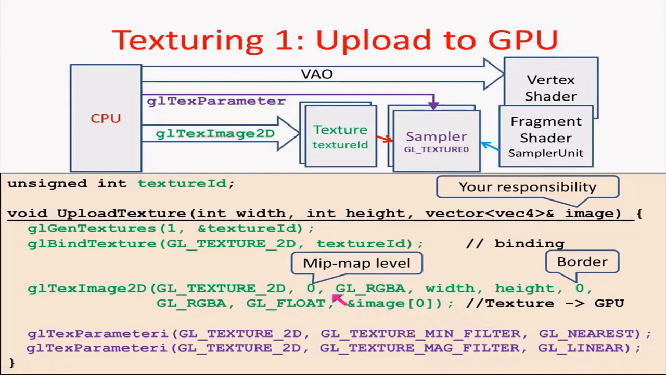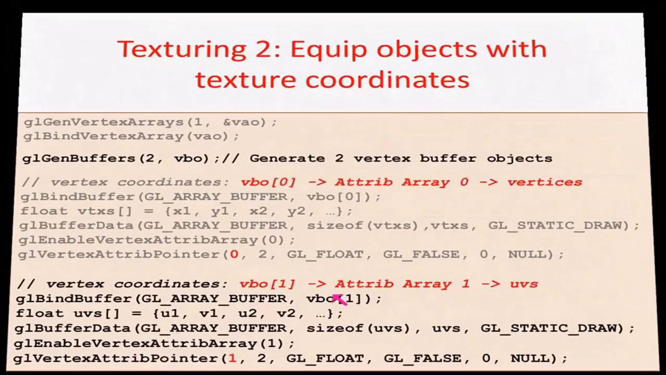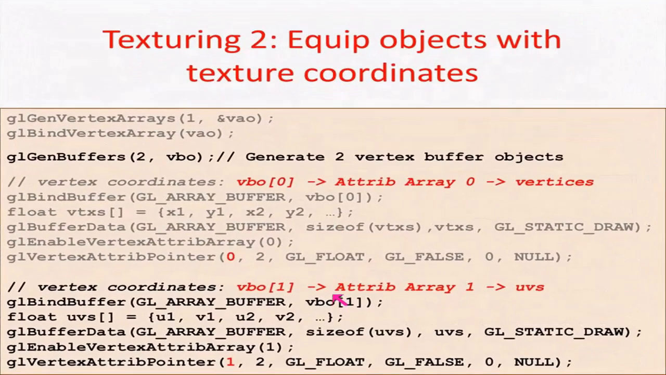The second step of texturing equips the object to be textured with texture coordinates, also called UVs. That is, for every vertex we also specify a texture space point from where the color or data should be fetched if this vertex is rendered.